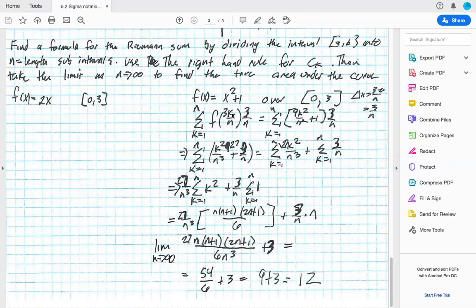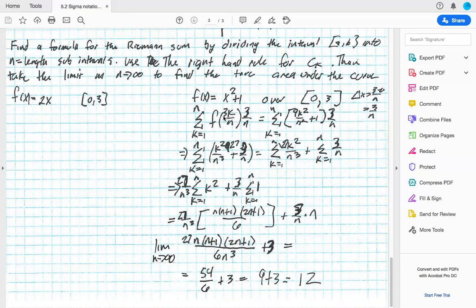If this was a left endpoint, it'd be 3 times the quantity k minus 1. But we're going to do right endpoints. They're easier. They're not easy, but they're easier. Now, this is the height of the function. This right here, 3 over n, is the width of the function.